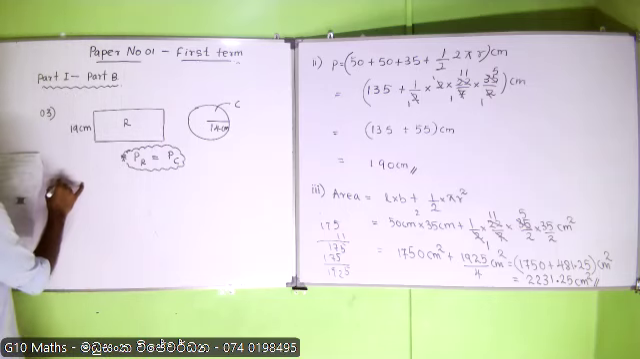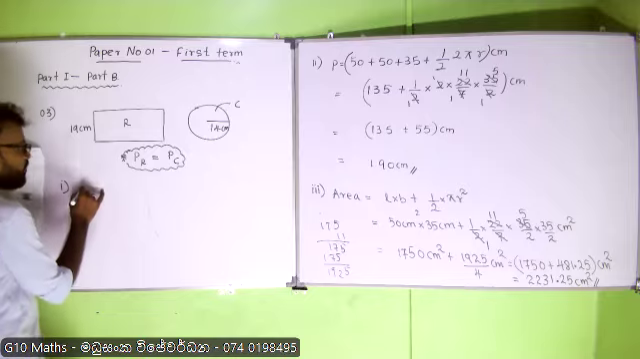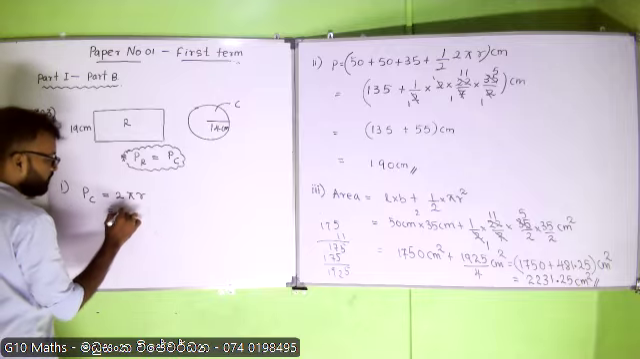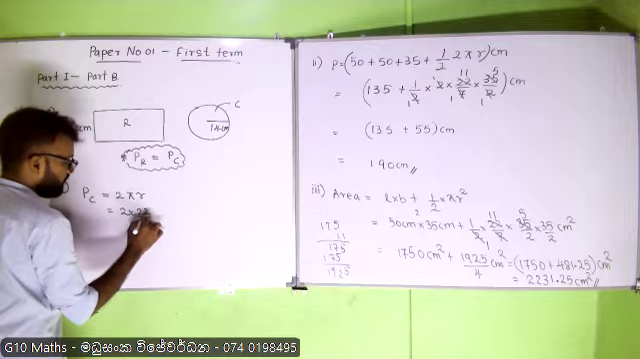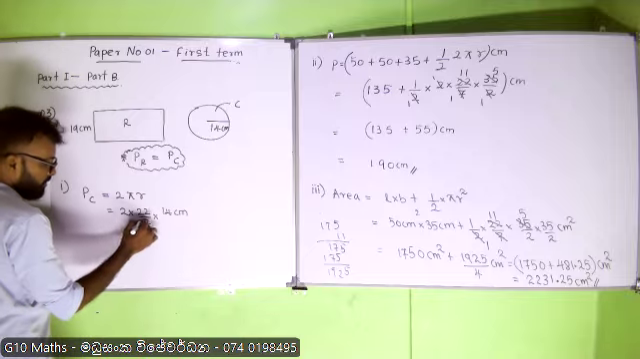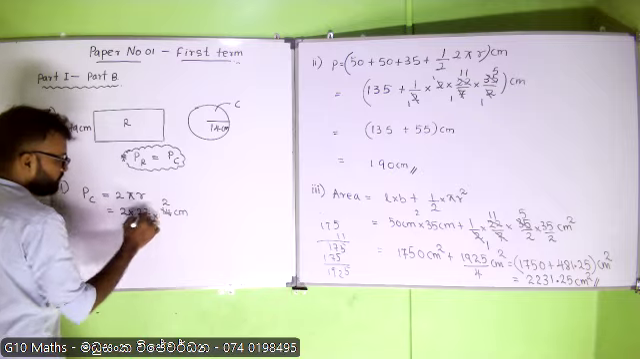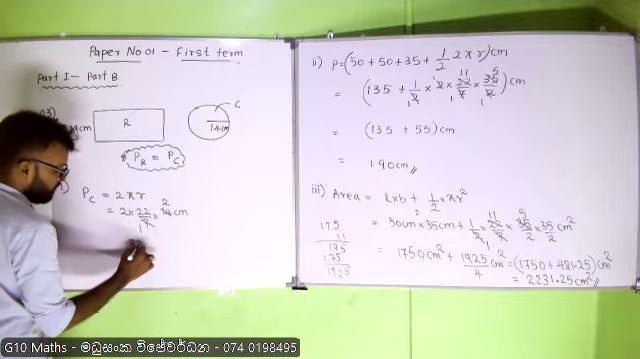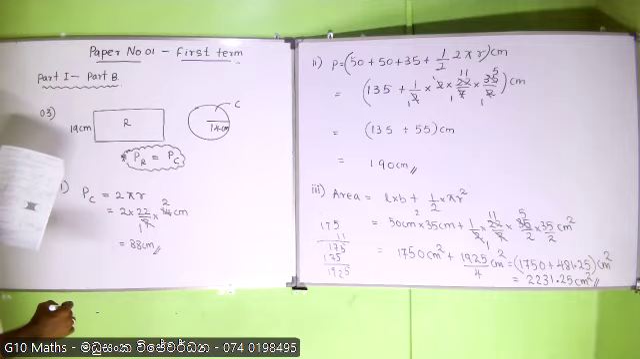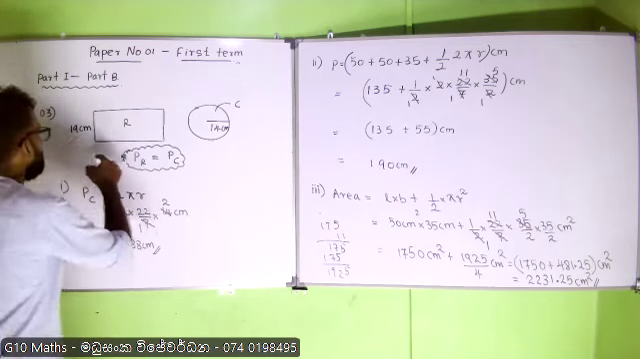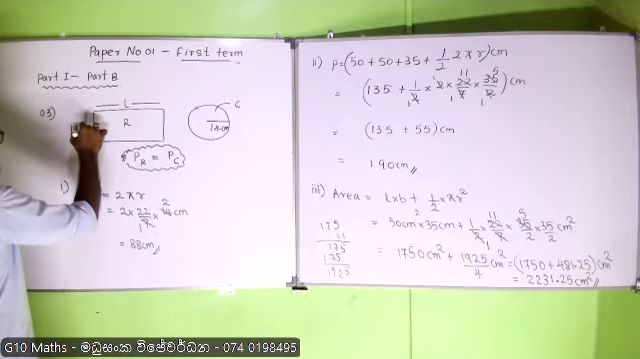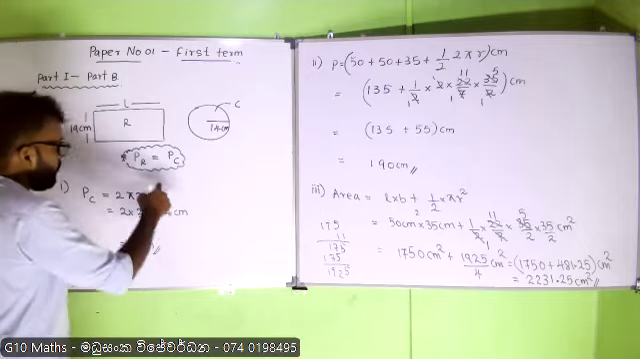First question, find the perimeter of the circle. You know how to find it: circumference is 2 pi r, 2 times 22 upon 7, r is 14 centimeters. 7 times 2, 44, 88 centimeters. Then find the length of the rectangle. Breadth is 19 centimeters. You know that.